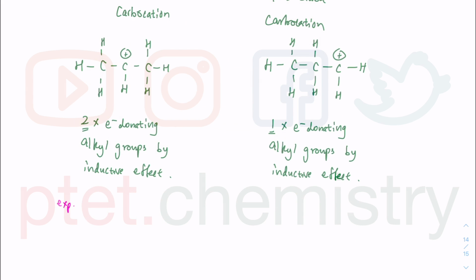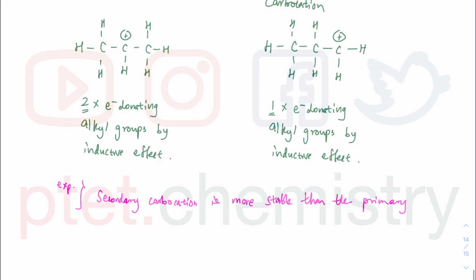Explanation. So the secondary carbocation is more stable than the primary carbocation.